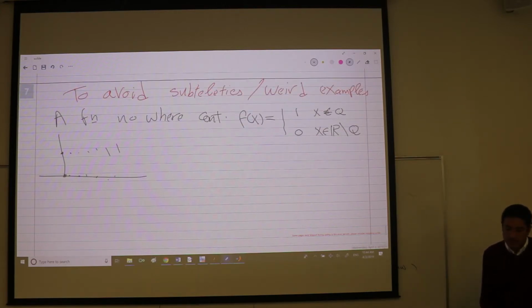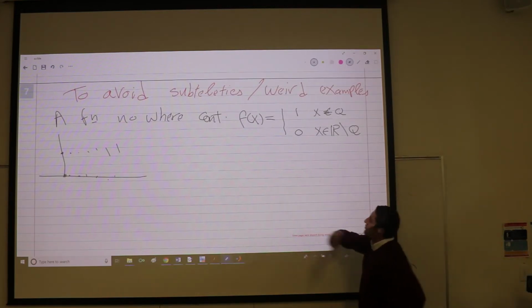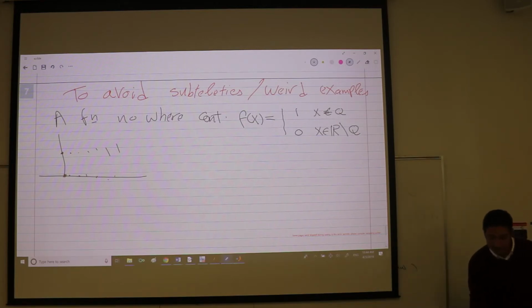So how to make it continuous on all irrationals but not on rationals? I'll keep it not continuous on rationals, but I want to make it continuous here. How can I do that? That's very hard. Well, there is an example. But I'll give other examples that might be more interesting.